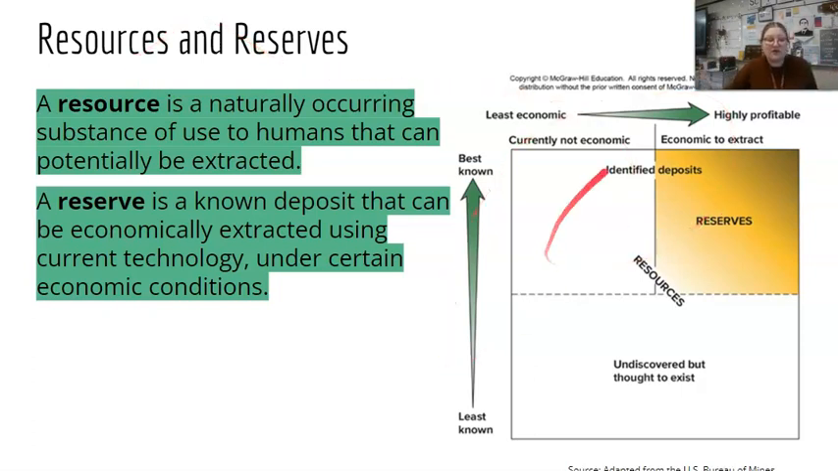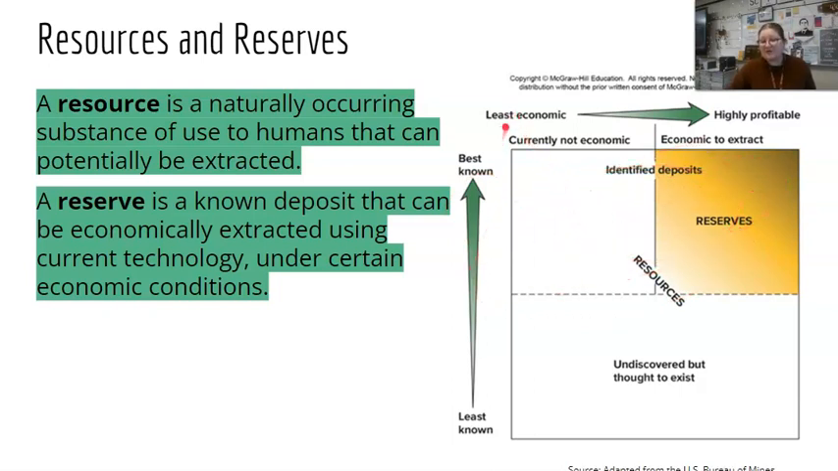If we look at this graphic over here, this whole square is resources. As we go higher up in the square, we're going from least known down here, where it's undiscovered but we think it maybe exists, to knowing a little bit, but not a whole lot about it. As we go up into the top half, we know about it. The top half is identified deposits. We know exactly where these are.